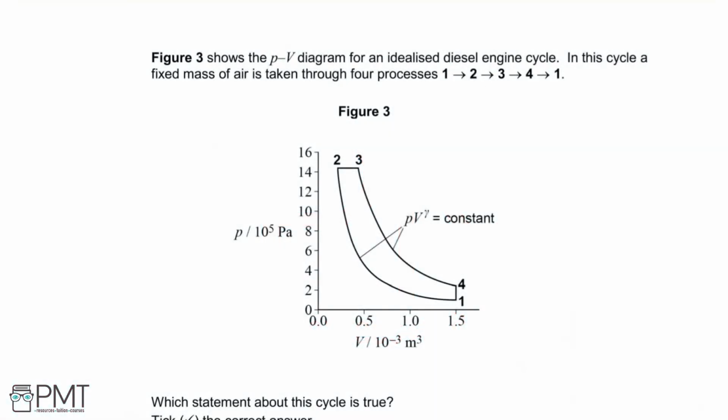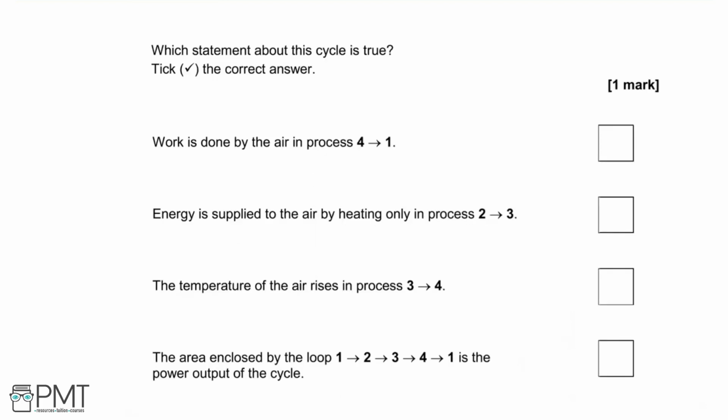Figure 3 shows the PV diagram for an idealized diesel engine cycle. In this cycle, a fixed mass of air is taken through 4 processes: 1, 2, 3, 4, and then 1. We've got figure 3 there with that cycle on a PV diagram, so pressure on the y-axis and volume on the x-axis. Which statement about this cycle is true? Tick the correct answer. So we have: work is done by the air in process 4 to 1. Energy is supplied to the air by heating only in process 2 to 3. The temperature of the air rises in process 3 to 4. Or the area enclosed by the loop 1, 2, 3, 4, 1 is the power output of the cycle.